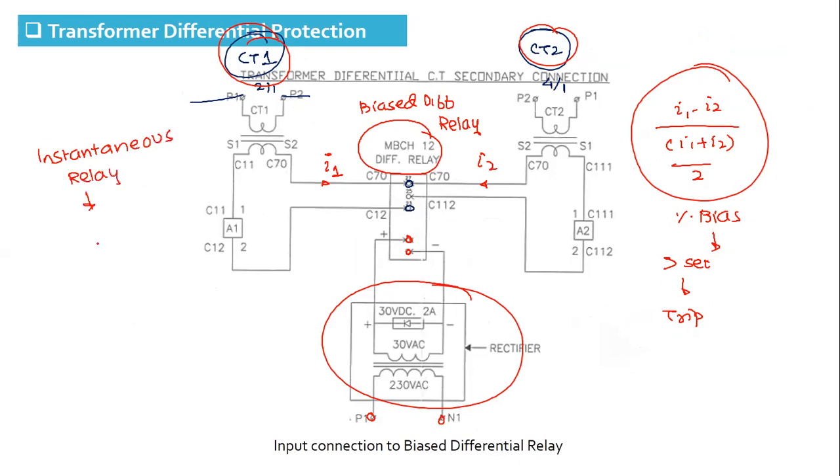We asked this in the mid-sem, and hardly a few of the students correctly answered what an instantaneous relay is. It means no intentional time delay, operating within one cycle. That is the meaning of instantaneous operation.